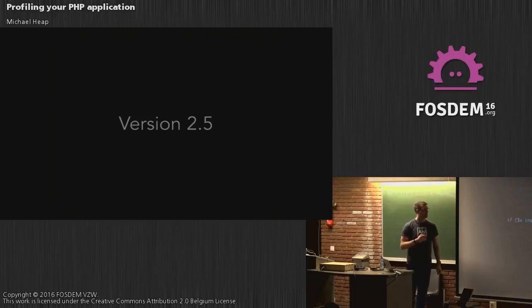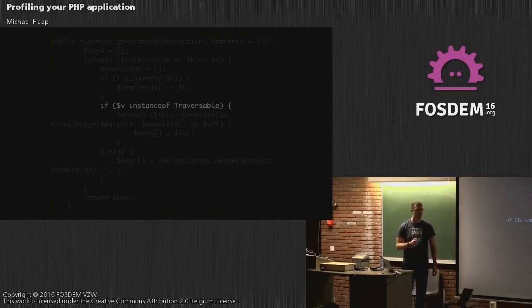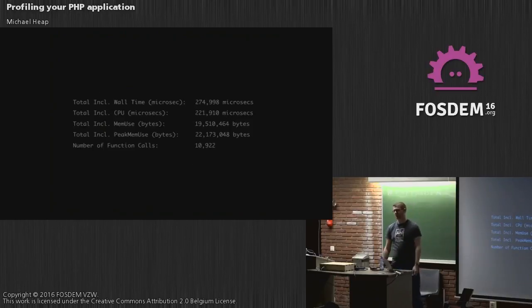So I went for version 2.5. Quick change. Instead of checking if V is an array, if it's an object, I decided to check if it's an instance of traversable, which is an interface. 300 milliseconds. Right. It's incredible. We took 8 seconds. Now we're down to 274 milliseconds.